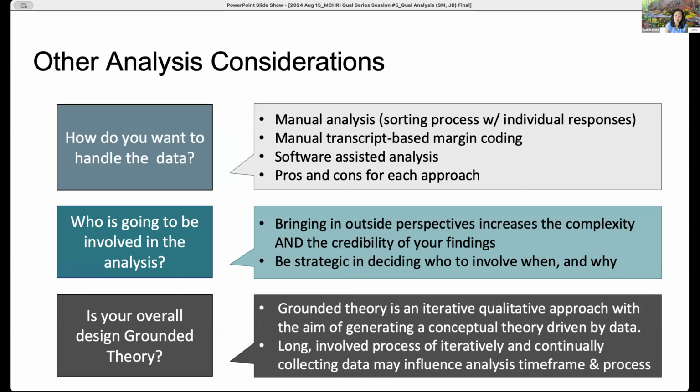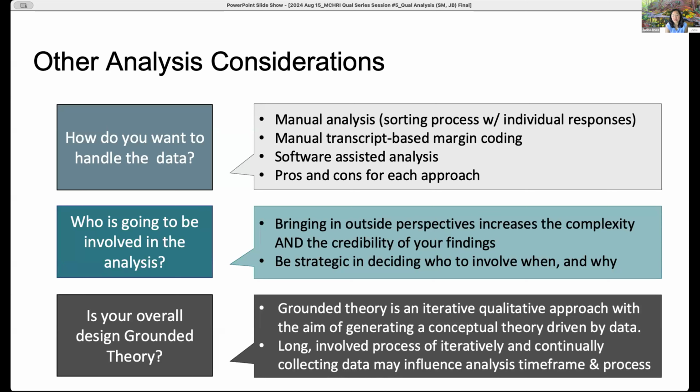You also want to, again, think about who is involved in that process. And it goes beyond just bringing together whoever's available. It's really an opportunity to increase the credibility of your findings by bringing in outside unique perspectives, recognizing the complexity of your data. You may want to be very strategic in thinking about who's involved in your process.